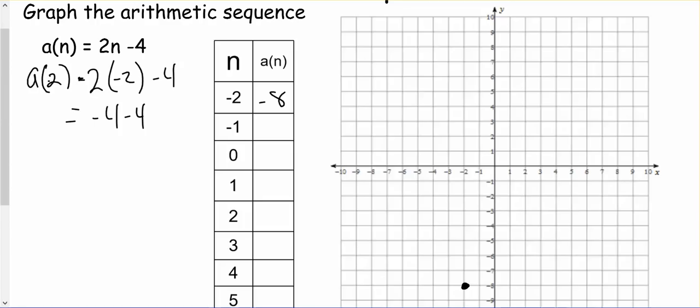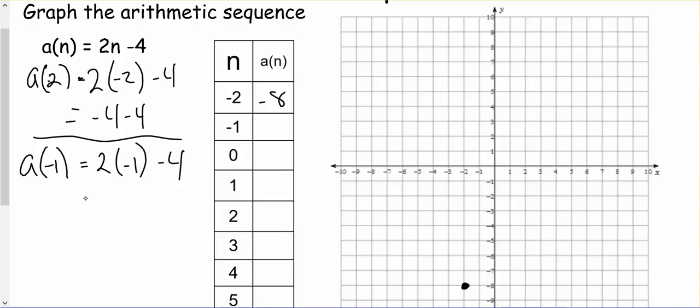Our next point, we're going to substitute in a negative 1. A of negative 1 equals 2 times negative 1 minus 4, and 2 times negative 1 is negative 2. Negative 2 minus 4 is negative 6. So that's the point negative 1, negative 6.